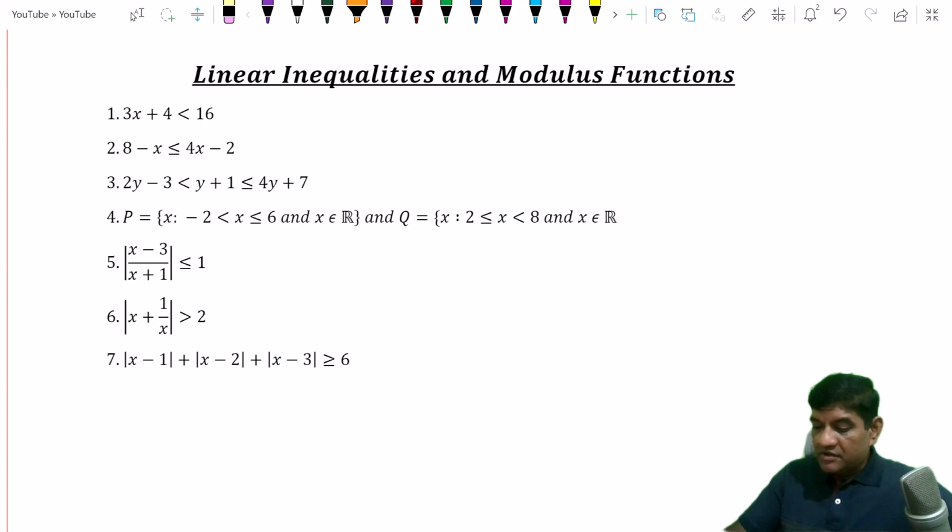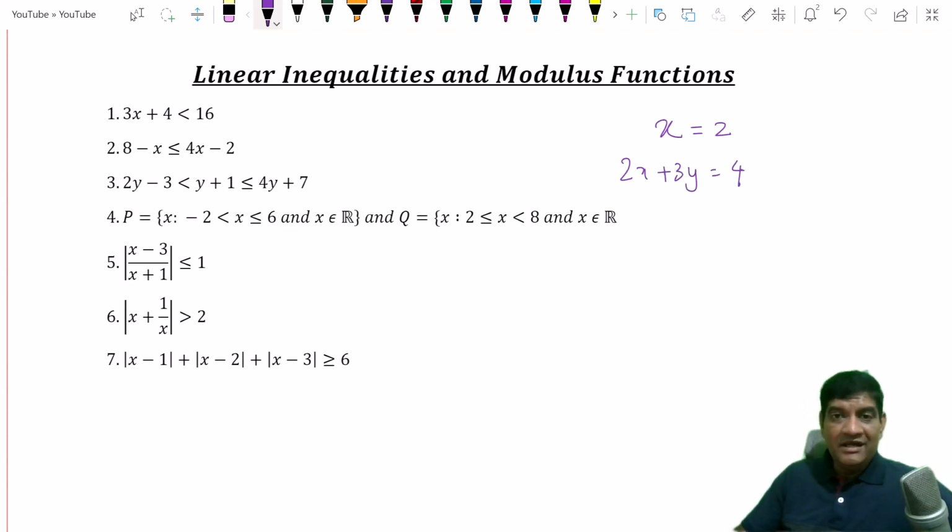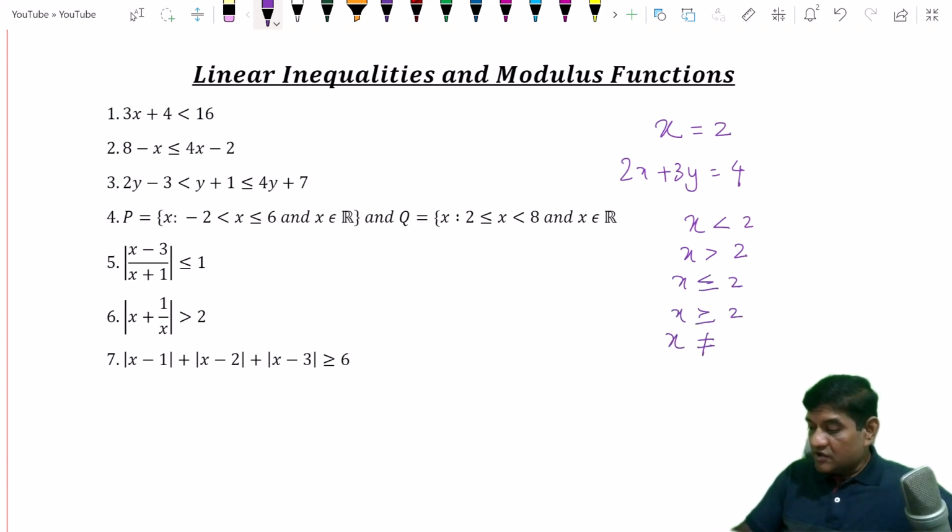So when we talk about equations, we're going to have something like this: x is equal to 2 or 2x plus 3y equal to 4. These are going to be linear in nature because the degree of the equation is 1 and it is having an equal to sign. However, if I convert this to x less than 2 or x greater than 2 or x less than or equal to 2 or x greater than or equal to 2 or even x not equal to 2, all these come under the bracket of inequalities.